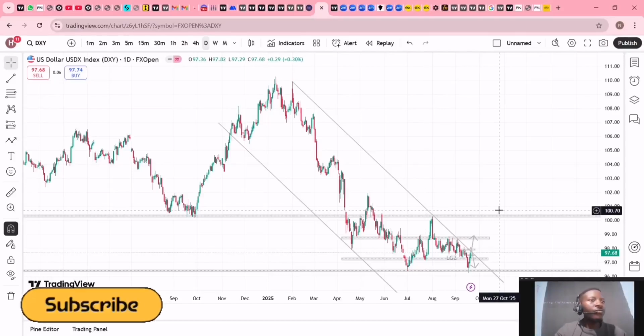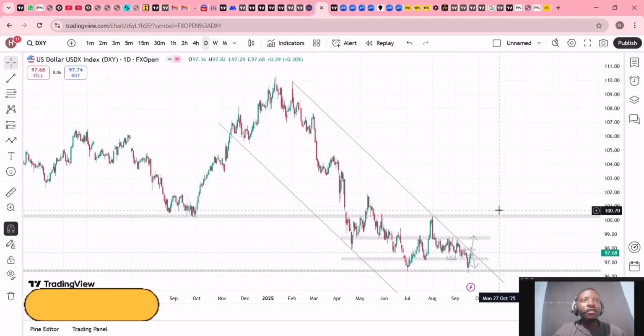Today we're going to do market analysis for the week. We're going to analyze gold, GBPUSD, EURUSD, GBPCAD and EURNZD if possible. So first we're going to analyze the dollar index, the DXY, in order to know the direction of the various pairs that are directly correlated with it.